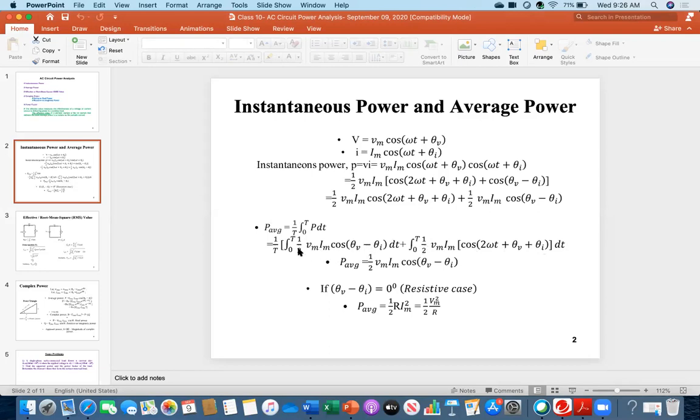So everybody see, because the whole thing is independent of time, the whole thing will go out of the integration. So this 1 over T, and then this thing will go here. So only it will be t after integrating. And then if you put the limit, lower limit 0, upper limit T, ultimately it will be T, and then T will be cancelled. You will get P average this one.